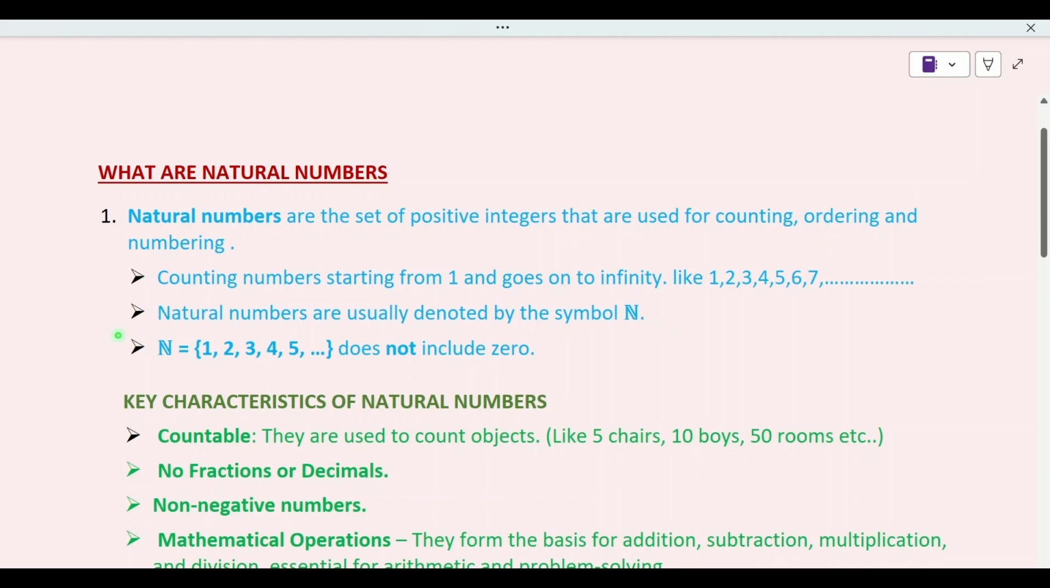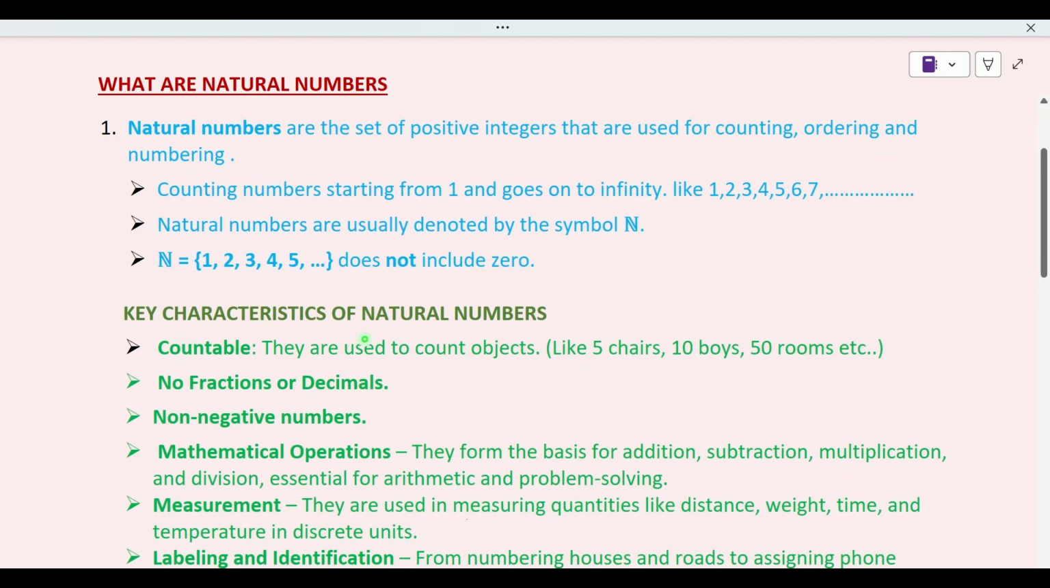So going forward, natural numbers are usually denoted by the symbol N. N is the set of natural numbers 1, 2, 3, 4, 5, and so on up to infinity. It does not include zero. Can you remember it? It does not include zero.